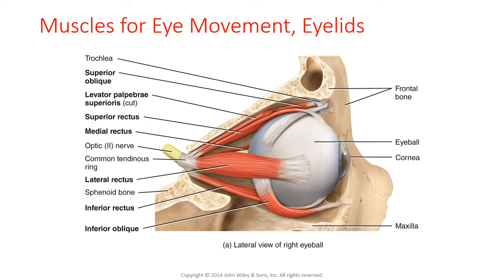If you notice, it's going to hook around the trochlea. And if you guys remember, in the elbow you had a trochlea too. There's a second trochlea. It's almost like a little hole there, where it's going to be formed by a little ligament, where the superior oblique is going to hook into that particular spot.